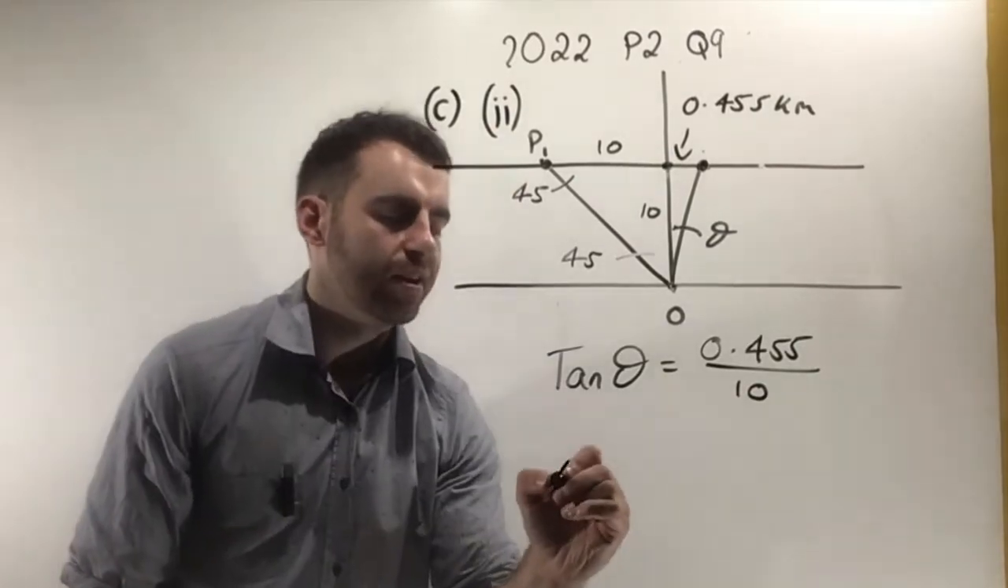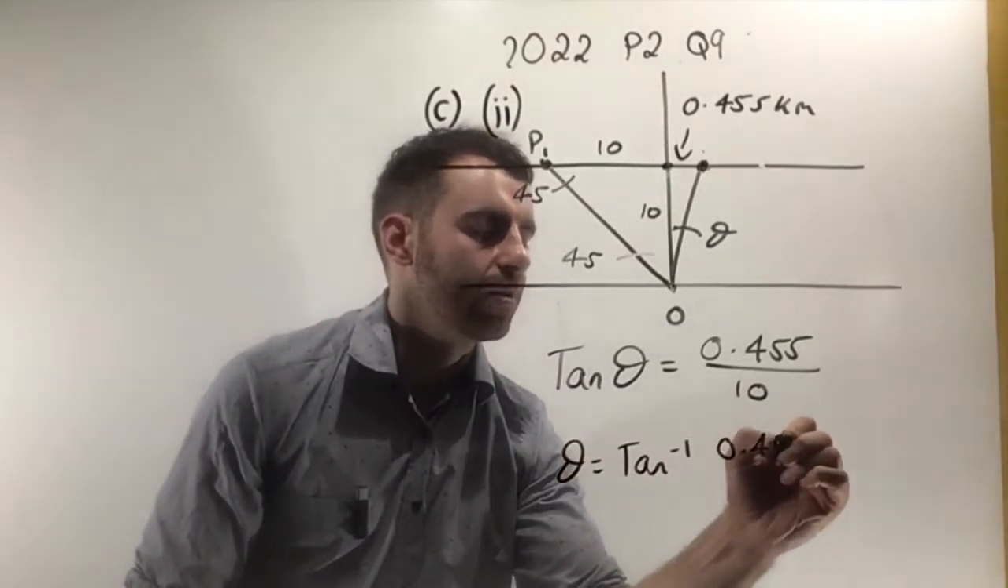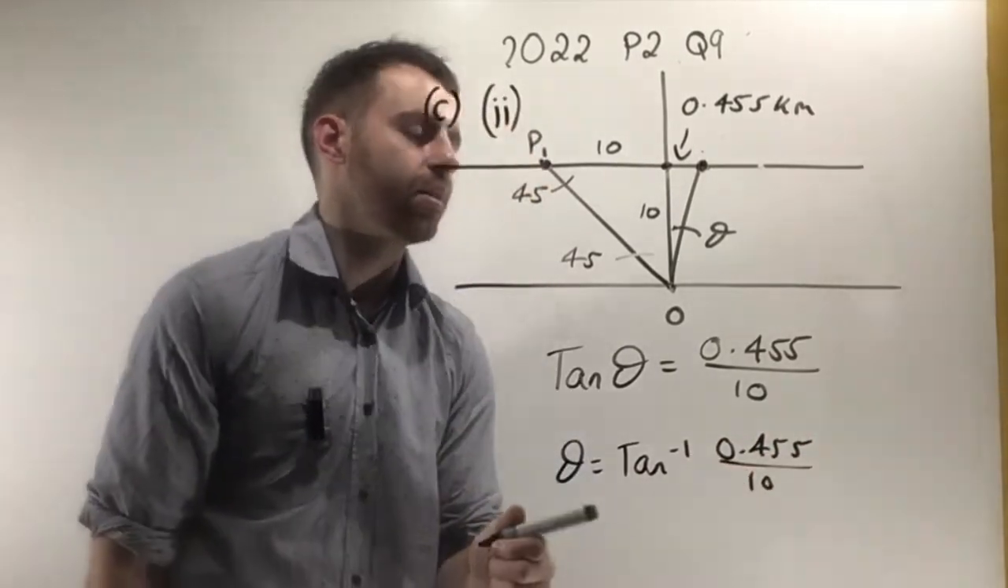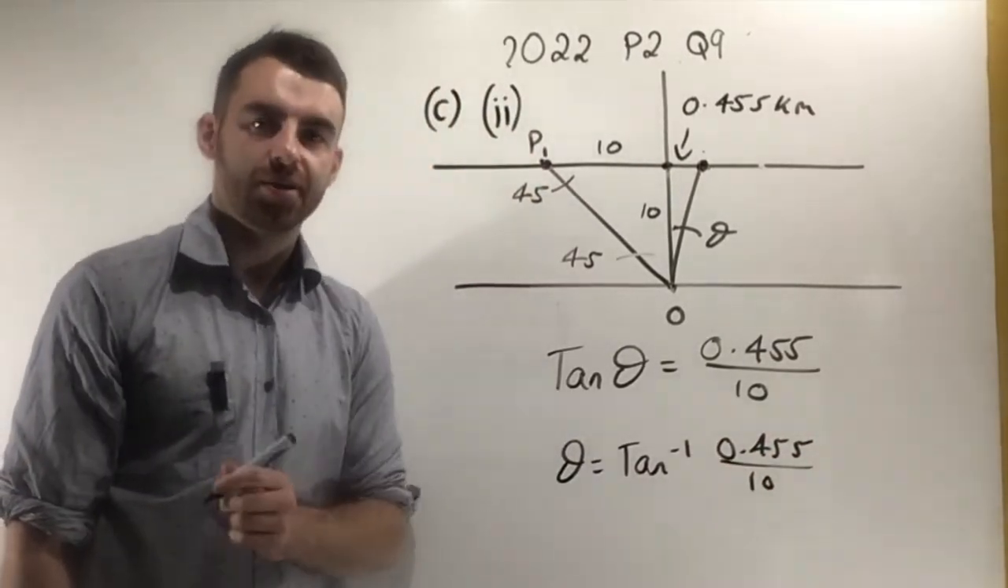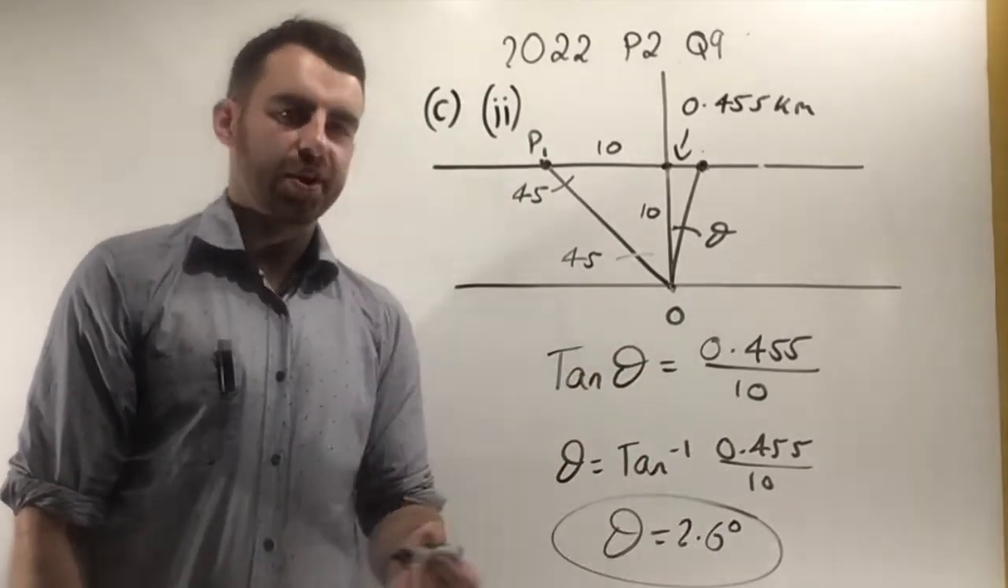And obviously now to get theta on its own, you get tan inverse of that fraction. And if I simply plug that into my calculator, I'll get the answer for C part 2. So when you plug this into your calculator, your answer for theta is 2.6 degrees.